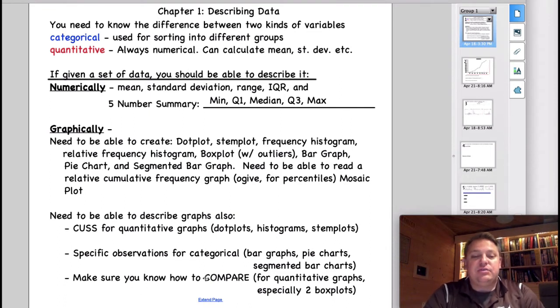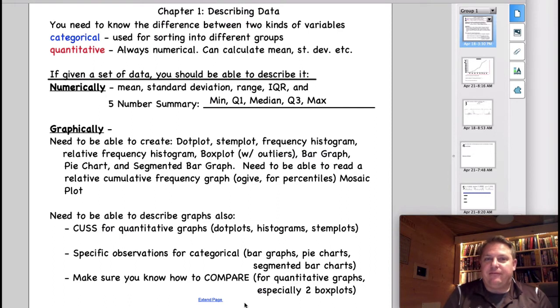If they ask you to compare, particularly for quantitative graphs, and most often on the AP test, they give you a couple of box plots, but it could be a couple of stem plots. When you compare, you should for sure talk about center, shape, and spread. So 3 of the 4 for CUS, but if they ask you to compare, make sure you are actually comparing. So comparing means you're saying things like larger than, smaller than, higher, lower, the same as.